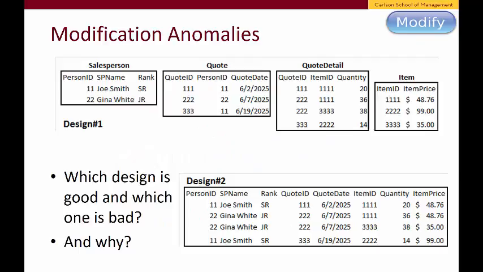Let's take a look at two different designs of a simple sales database. Design number one, in the top part of the slide, shows salespeople from the salesperson table generating quotes in the quotes table for items from the item table with quantities shown in the quote detail table. Design 2 shows a single sales table with all that information. Which of the two designs is worse and why?